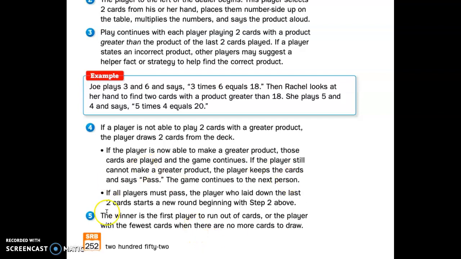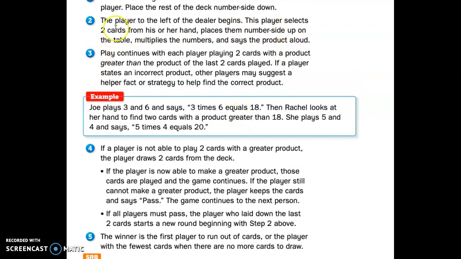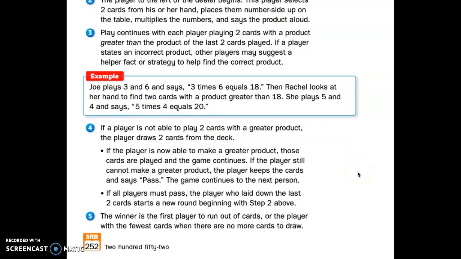So that would be the first person who laid, if you're playing with 3 people, because the dealer is not playing right now. If all players must pass, the player who laid down the last 2 cards starts a new round, beginning with step 2 above. So then again, that person would choose 2 cards from their hand and put them down and create a new product if everyone has passed and can't make a greater product.